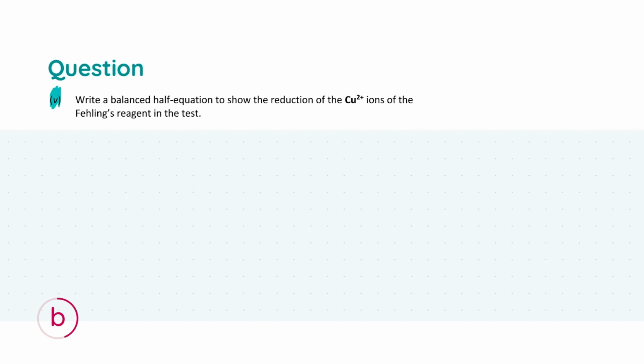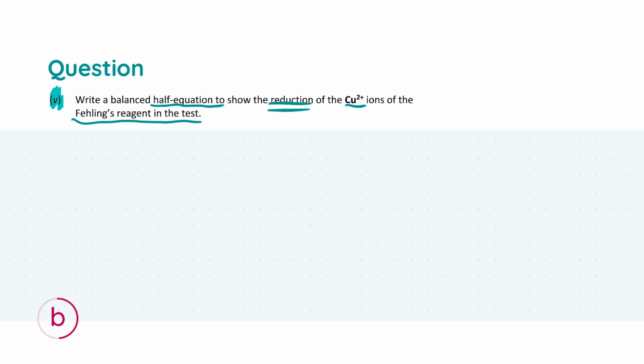So having a look now at part 5, we're asked to write a balanced half equation to show the reduction of the Cu2+ ions of the Fehling's reagent in the test. So basically, we're given all the information that we need here. The Cu2+ ions are what's being reduced, and what we need to do is write a very simple equation to show what's happening inside the Fehling's reagent in the test. And thankfully, we don't actually need the Fehling's reagent formula itself.